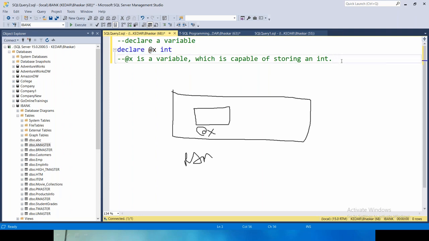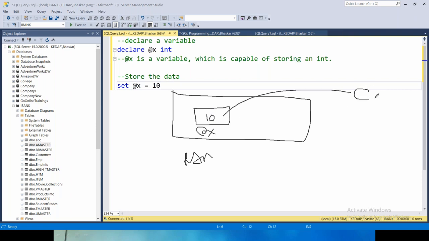For example, this I have created. Now I wanted to store some data. To store the data, we'll say set at the rate x is equal to 10. So this is how we are putting the data into the variable. That 10 is going to come here. Clear? So this value will be used by your C language or your Java language, or tomorrow it is going to be used by your T-SQL programming. Clear?